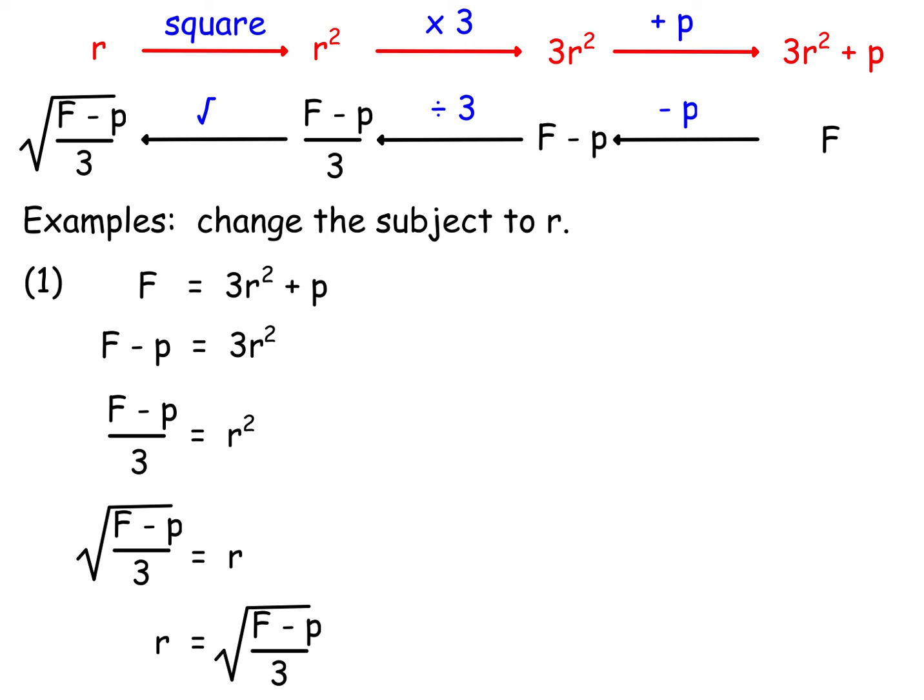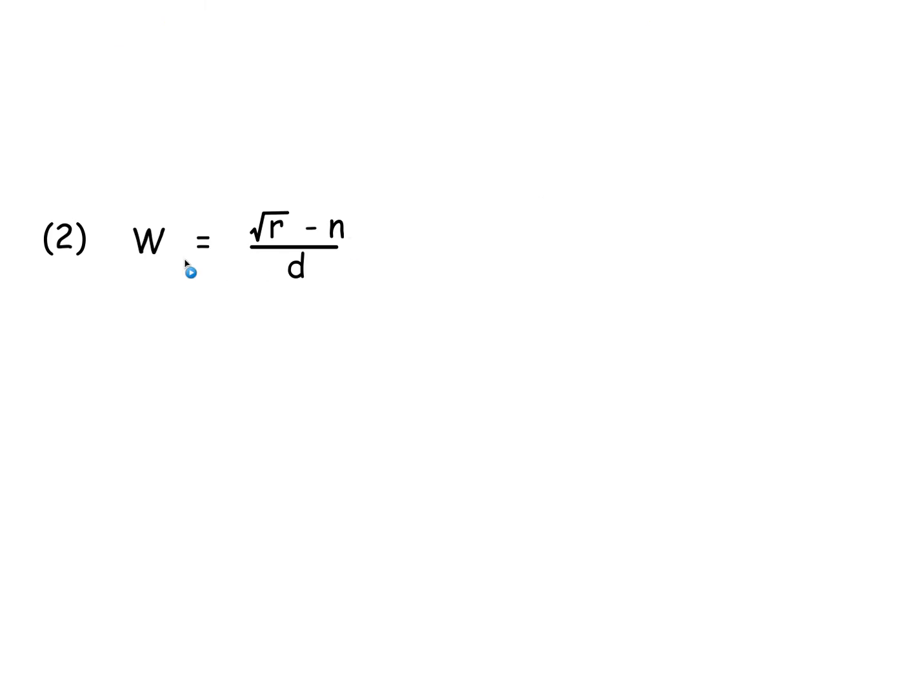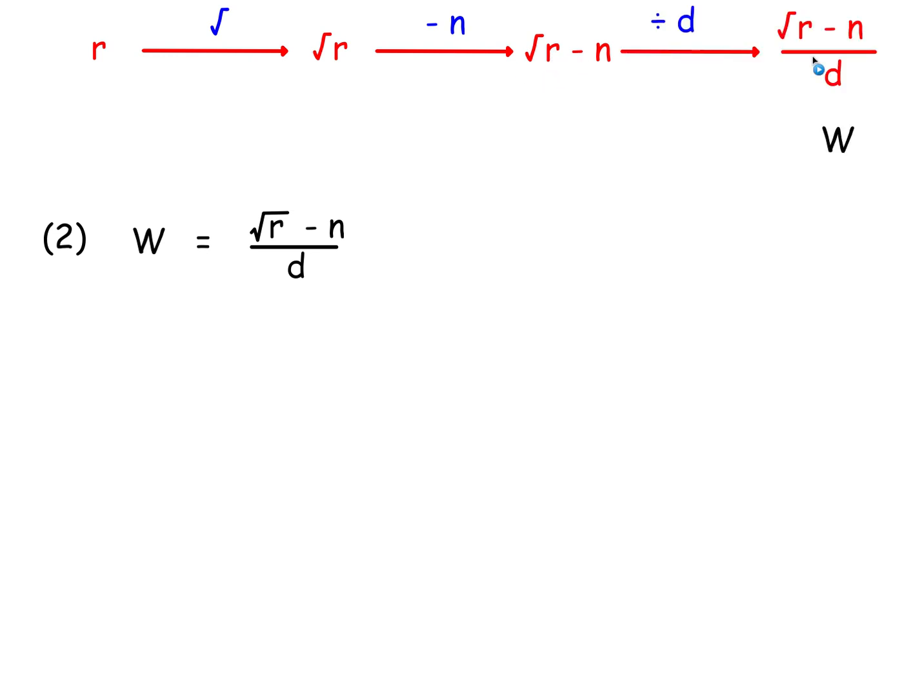Here's a second example. Got to get the subject to r. So think, if you put a number in for r, say r was 4, you then square root it. Then you take off whatever n is, get the answer and divide it by d. So first put in the number for r, you would square root it. Then you'd take n off it. When you get the answer, you'd then divide it by d. And it would give you root r minus n all over d, which is what w is.